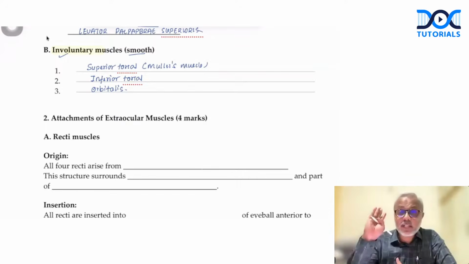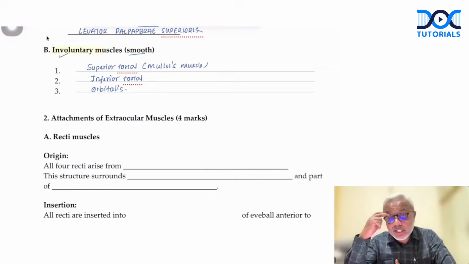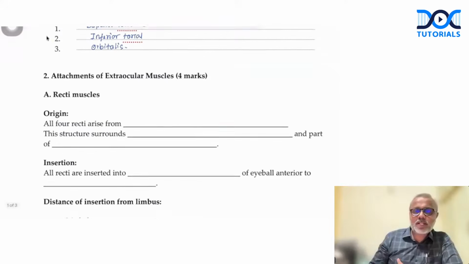So totally remember 10 muscles: 7 voluntary, 3 involuntary. Out of 7 voluntary, we have 6 muscles which act on the eyeball and 1 acting on the eyelid. 3 muscles are smooth muscles. Muscles acting on the eyeball are the superior, inferior, medial and lateral rectus, superior oblique, and inferior oblique. And the muscle acting on the eyelid is levator palpebrae superioris.